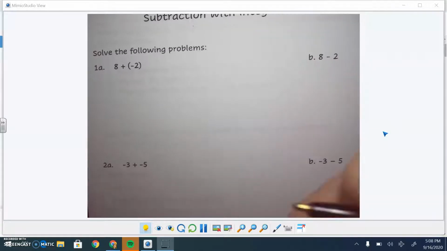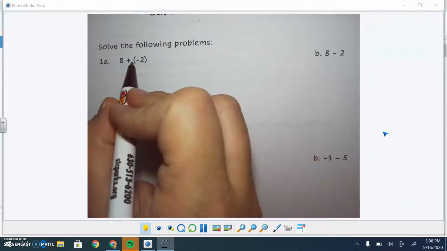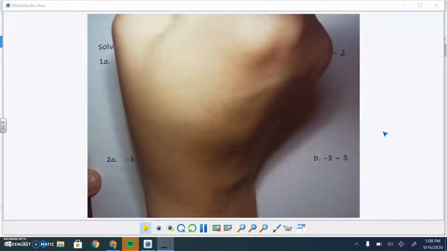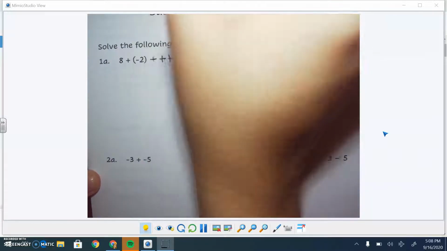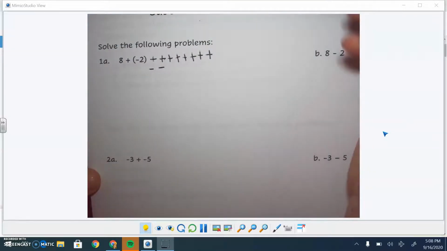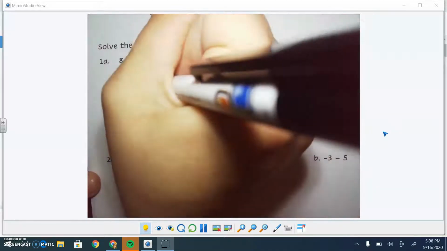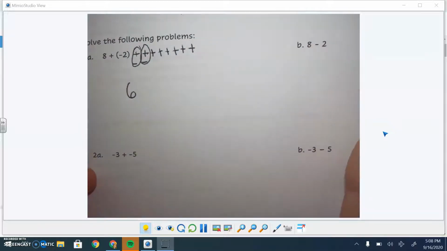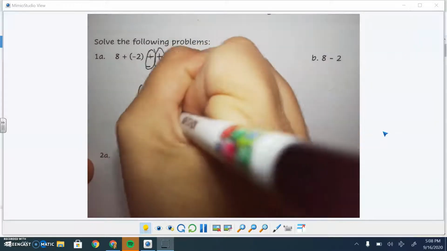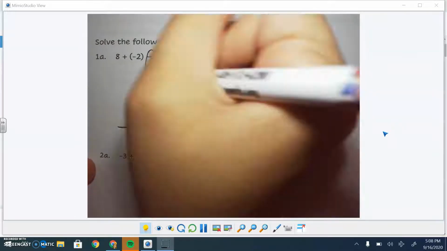Okay, so now that you're back, let's go through a few of these. It says solve the following problems. And remember, we can solve this addition problem in 2 different ways. We can either draw integer chips, 1, 2, 3, 4, 5, 6, 7, 8, and then our 2 negatives, right? We circle our 0 pairs, and we are left with a total of 6. Our other option is to represent this on the number line, where we go forward 8 and backwards 2. Where does that end up putting us?